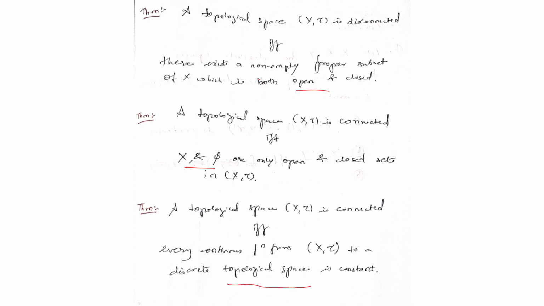a topological space with quotient topology is connected. Okay, we will come to this. Let me just finish this part.